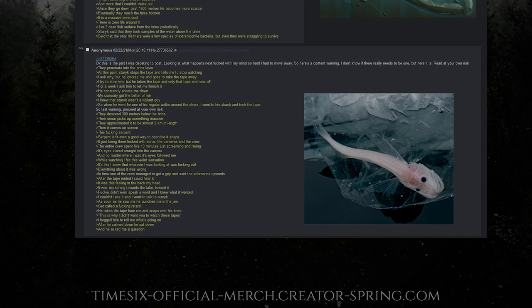Its eyes stared straight into the camera. And no matter where I was, its eyes followed me. While watching, I felt this weird sensation. It's like I knew that whatever I was looking at was fucking evil. Everything about it was wrong. In time, one of the crew managed to get a grip and sent the submarine upwards.